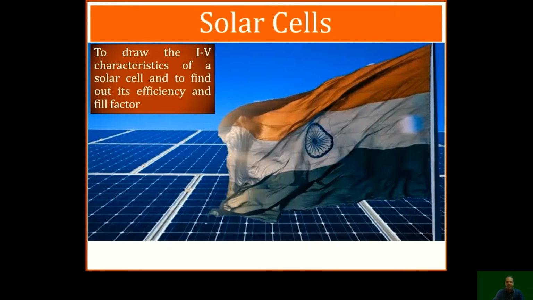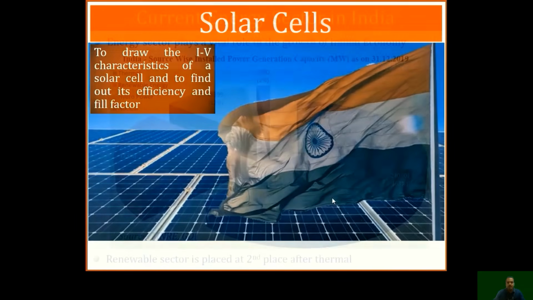Today we are going to discuss the solar cell experiment. The major aim of this experiment is to draw the current-voltage characteristic of the solar cell and to find out its efficiency and the fill factor. Before going to the experiment part, let us have a glance at the significance of doing this experiment and where it is being used.